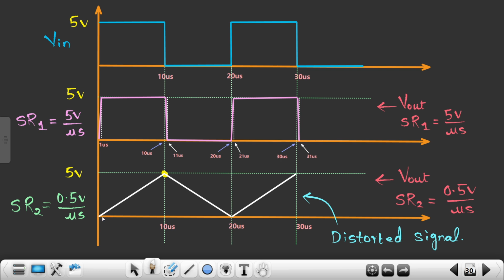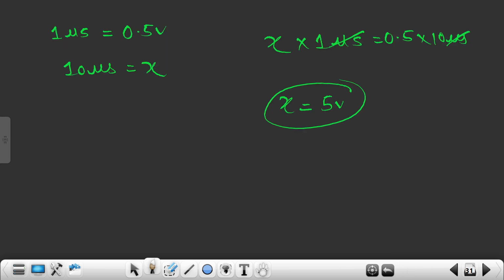Now coming to this Opamp, whose slew rate is 0.5 volts per microsecond. You see over here, from 0 seconds to 10 microsecond, it is taking a higher amount of time to travel from 0 to 5 volts, right? In fact, you can check over here, I just did a calculation. If in 1 microsecond it is traveling 0.5 volts, at 10 microsecond what will be its voltage? We just did a cross multiplication, and the value we get over here is 5 volts.